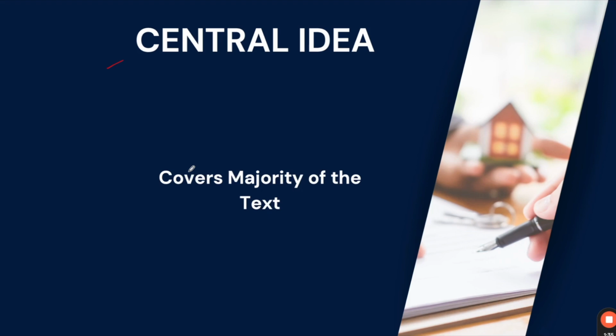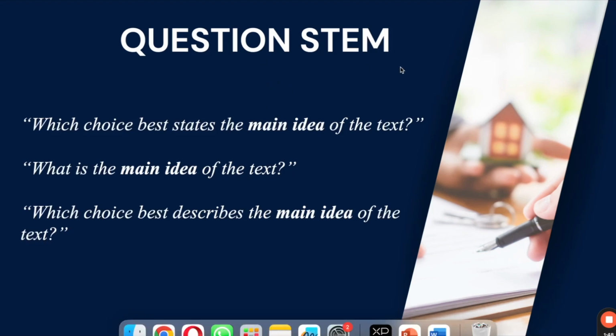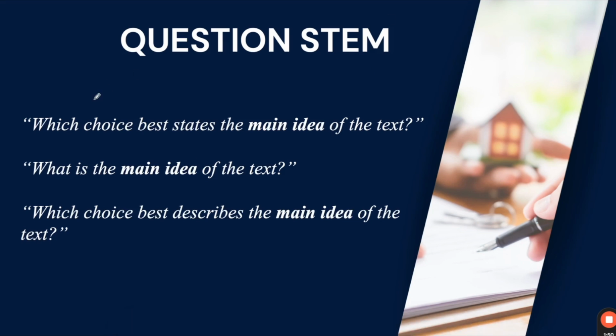Which again means that we are not supposed to focus a lot on all the tiny details given to us in the text. We are supposed to look at the bigger picture. Now with this, let's understand what are the different kinds of question stems you can come across for this type. Or let's say, how can you identify that you're dealing with a central idea question type?